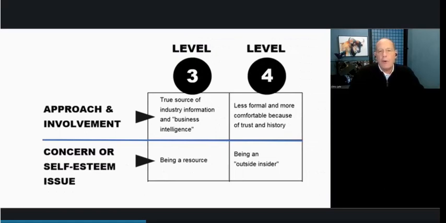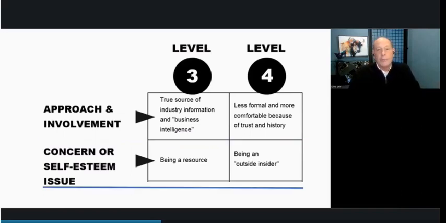Level 3 approach and involvement: you want to be a true source of industry information and business intelligence. You're bringing them data, bringing them ideas. Level 4, your approach is less formal and more comfortable because of trust and history. You don't have to break the ice or get them involved. They want to see you. They enjoy talking to you.